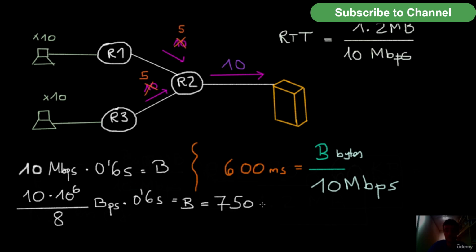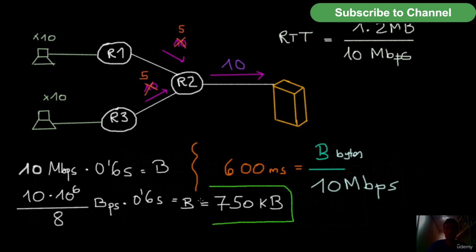750, okay, 1000 bytes, which can be simplified as 750 multiplied by 10 raised to 3, which is the same as 750 kilobytes. Okay, remember the prefix kilo represents multiplying by 10 raised to 3. So this is the final value, okay, of the buffer of the R2 that we will need.